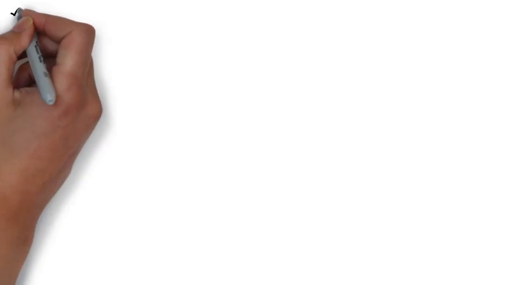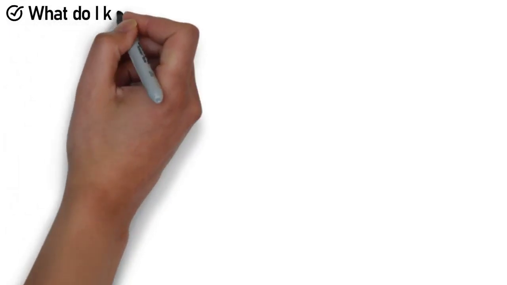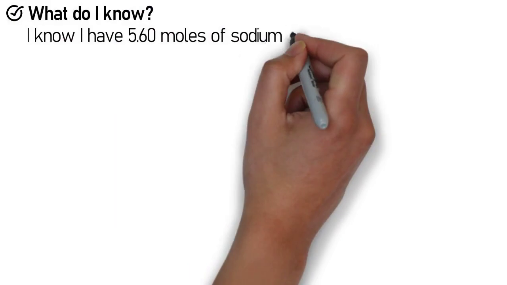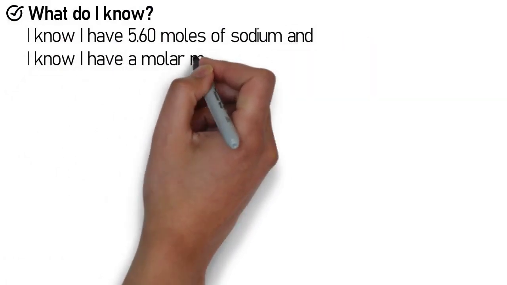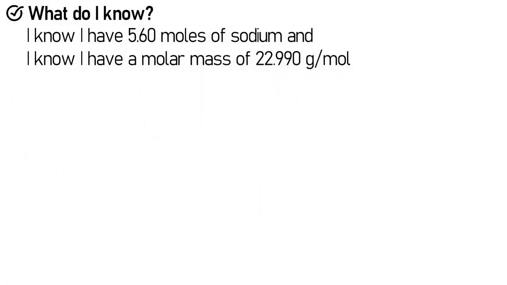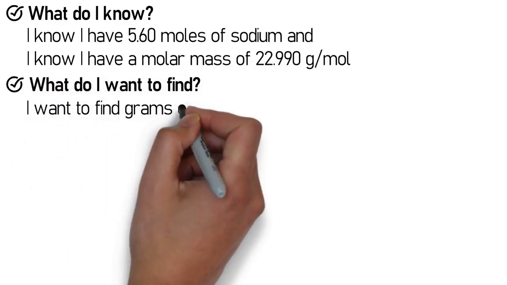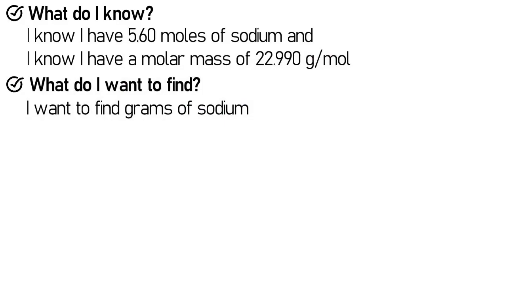When doing the conversion method, first ask yourself, what do I know? I know that I have 5.60 moles of sodium, and I know that the molar mass is 22.990 grams per mole. Next, I ask what do I want to find? I want to find the grams of sodium. I can now set up my conversion method.